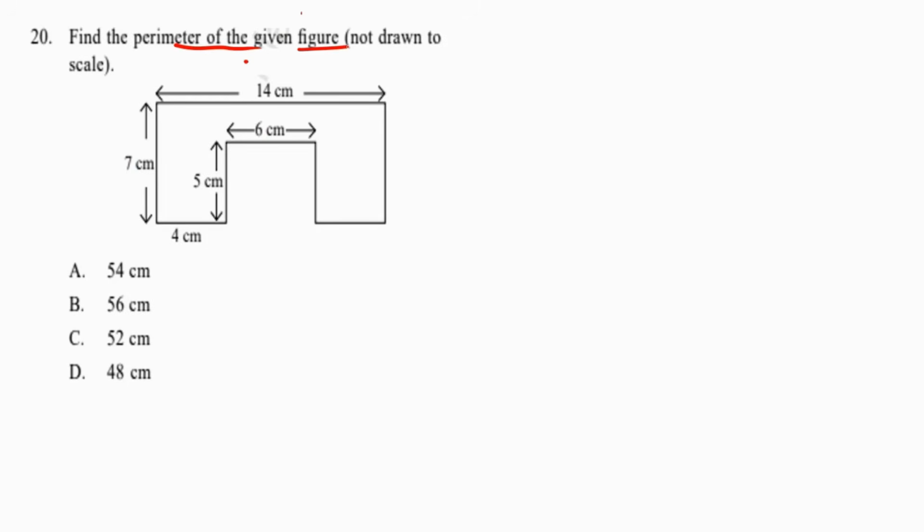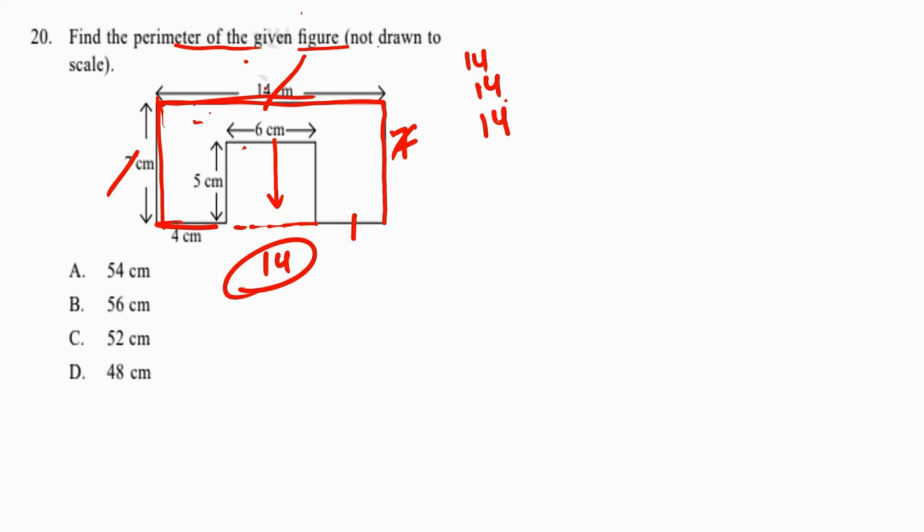Next one, find the perimeter of the given figure. If we try to make it a defined figure instead of a composed figure, this is 14. If this is 7, this is also 7. So 7 plus 7 is already 14, plus 14 we have. Next, if this is 14, this plus this should also be 14. So another one more 14 we have. And this is 5, so this is also 5. So 5 plus 5, one more 10 we have. 14 three times is 42 plus 10, 52 centimeters. Option C is the answer.